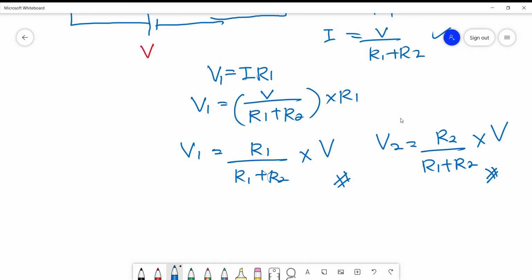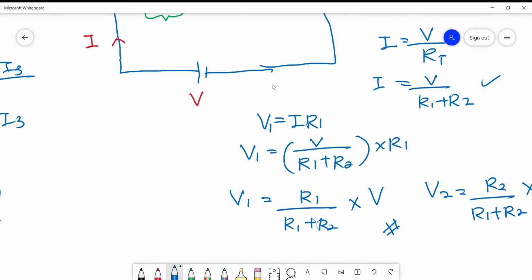Okay, so the potential divider is actually the output voltage, which is V1 and V2. This V1 and V2 is the fraction of the input voltage. Our input voltage is basically equal to our V. So that's the concept.